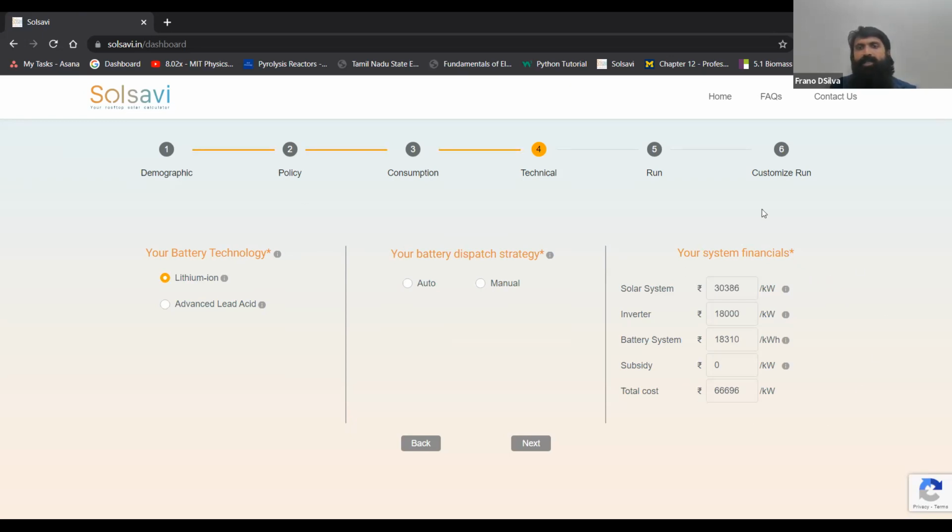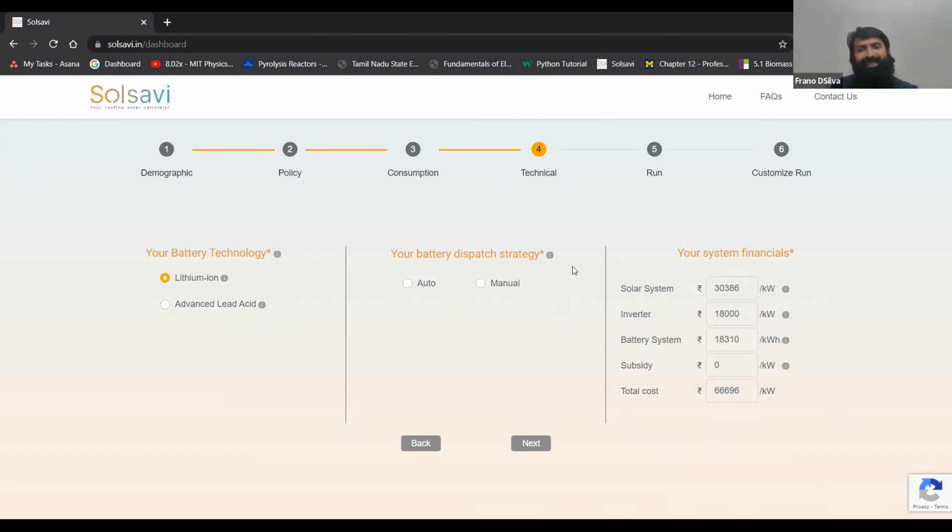the system financials are populated on their own, taking references from the benchmark cost as well as including the battery and inverter cost under solar plus battery system. With the change of battery, you can see the change in the battery systems, but we have considered lithium ion for this simulation and we keep lithium ion as selected.